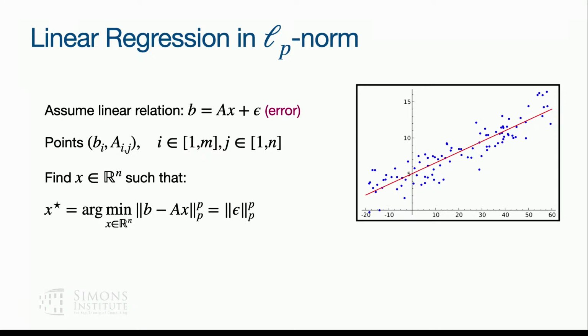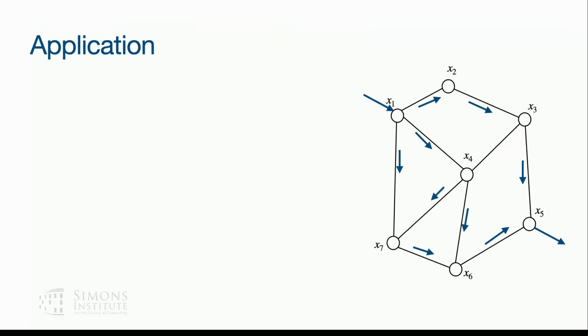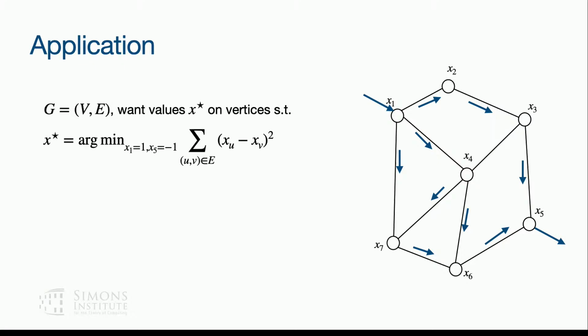And an example where this actually might be useful is, let's think of a graph. And the goal is to send one unit of flow, say from x1 to x5. And you want to minimize some sort of energy. So you're given this graph, you want to find values that minimize some energy, which can usually be thought of as the electrical energy for those familiar with graph algorithms. And this can actually be cast as a regression problem.